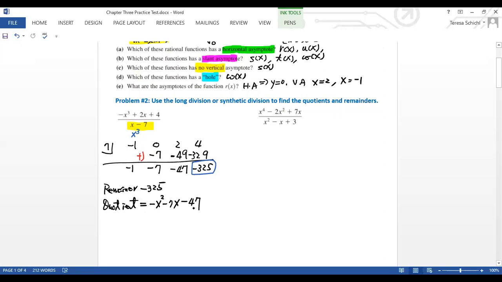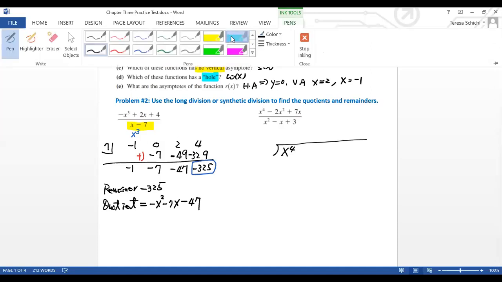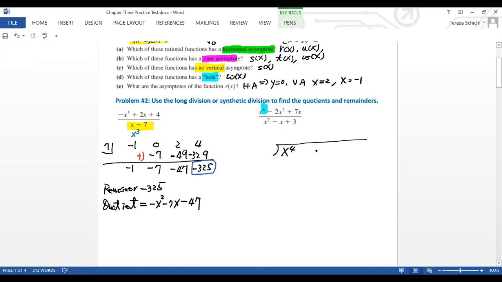Okay, now let's take a look at the second one. I cannot use synthetic because the denominator is x squared, so I need to use long division. Remember, long division is a divide. So this is x fourth, so the highest degree is fourth. I don't have an x cubed, so I need to save a space for that. Then minus 2x squared plus 7x. So basically you reserve a space for the x cubed, and reserve a space for the constant.